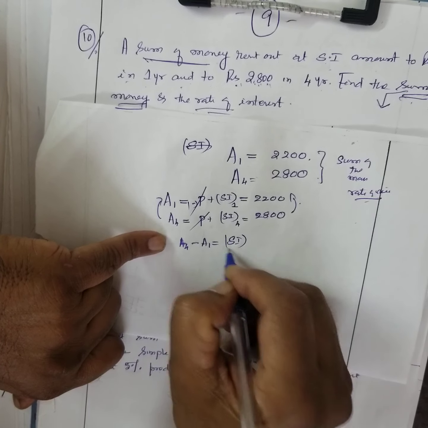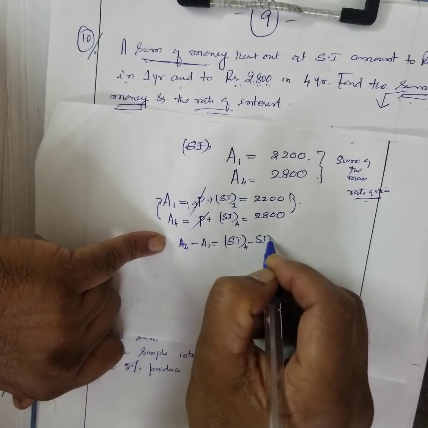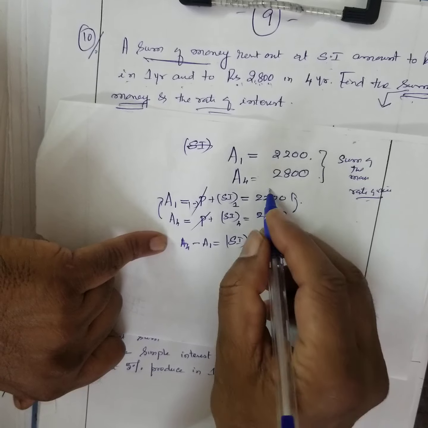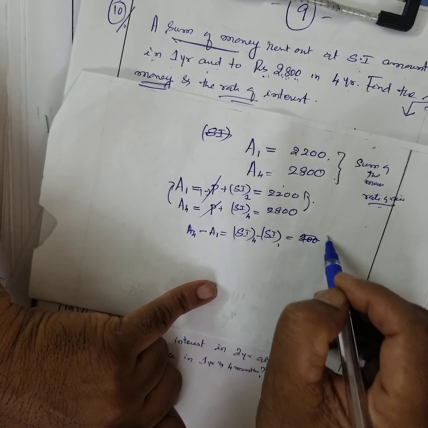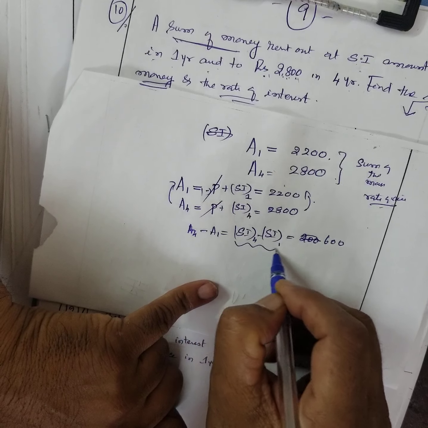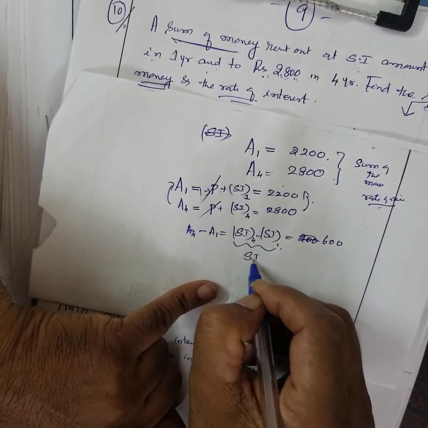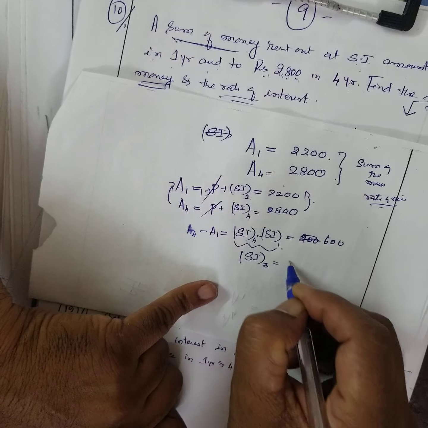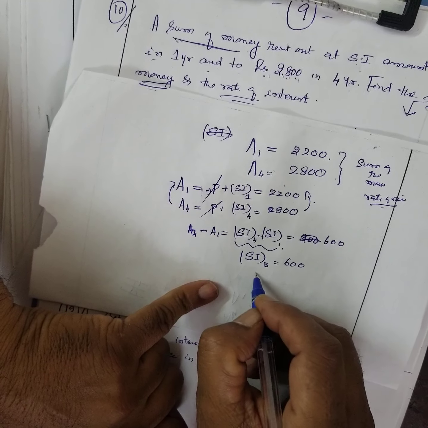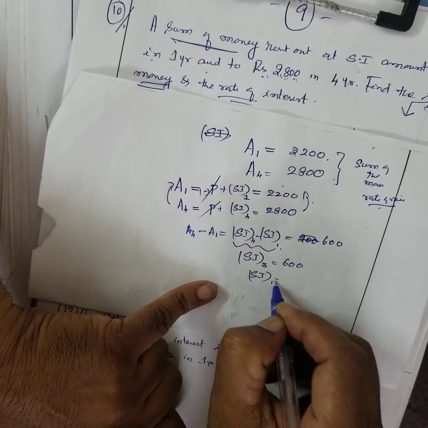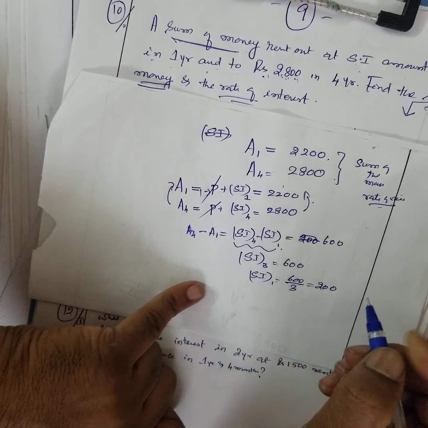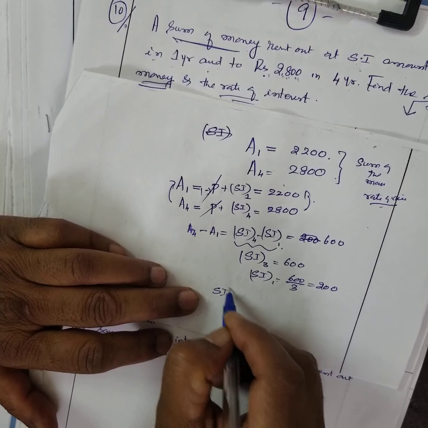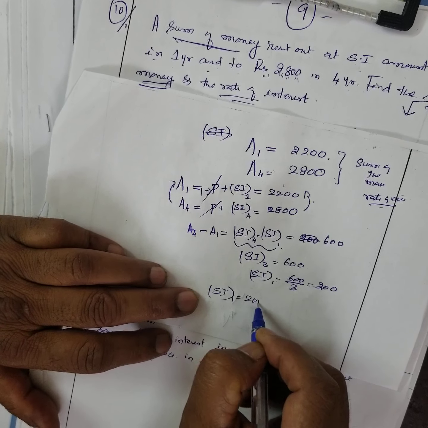Simple interest for 4 years minus simple interest for 1 year is equal to how much? Sorry, 600 rupees. That is simple interest for 3 years is equal to 600. Therefore, simple interest for 1 year is equal to 600 by 3, that is equal to 200. Simple interest for 1 year is equal to 200.